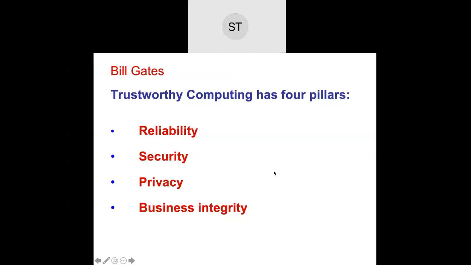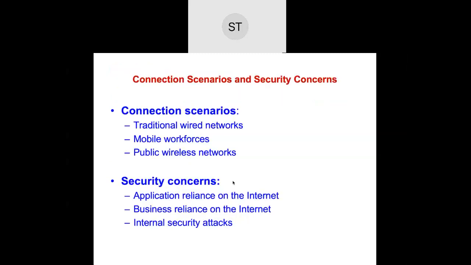Privacy, and then business integrity. Okay, that is very important. Previously there was a completely wired network. Now it has changed to the mobile workforce and public wireless network. That's why security is the major concern.